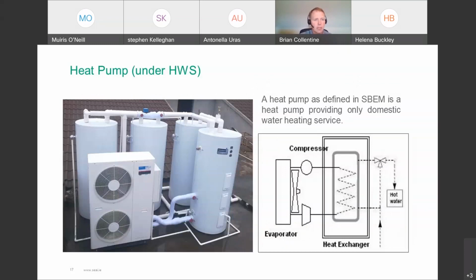Your next selection is heat pump under HWS, so you can select that. A heat pump, as defined in SBEM, is a heat pump providing only domestic water heating service. So here on the left-hand side, you can see an example of a system. Fairly straightforward. You have your heat pump serving your heat exchanger and pumping off that for your hot water throughout the building.